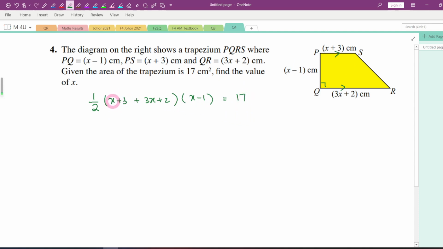Okay, now x plus 3x is equal to 4x. 3 plus 2 is equal to 5. Now the 2 here, I'm going to bring it over here. It becomes 17 times 2. So you will get 34. So here, we just do some expansion.